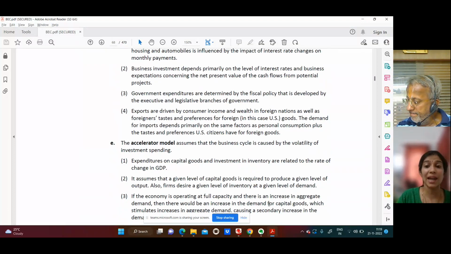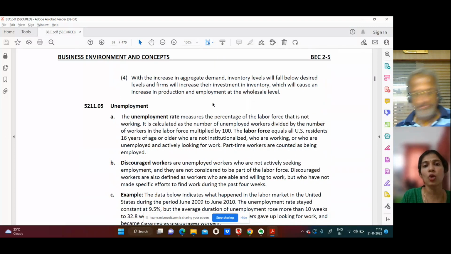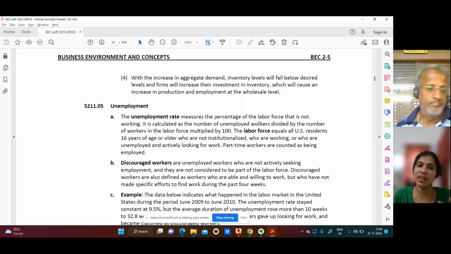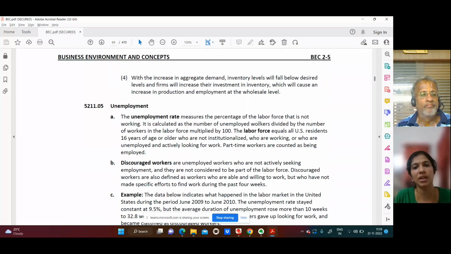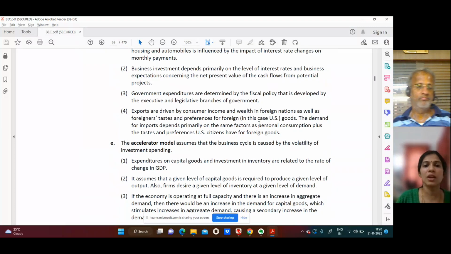Because of the increased demand, again, there is an increase in people requiring those products. And because of that, there is an increase in inventory as well. So with an increase in aggregate demand, inventory levels will fall below their desired levels, and firms will increase their investment in inventory as well. The inventory level which you are maintaining for your business is not sufficient. You're making additional investment in your inventory as well, right? So obviously, when there is an increase in inventory, you have to have more production, then you have to employ more people, then the economy as a whole is in an expansion phase. So basically, what is this model assuming?